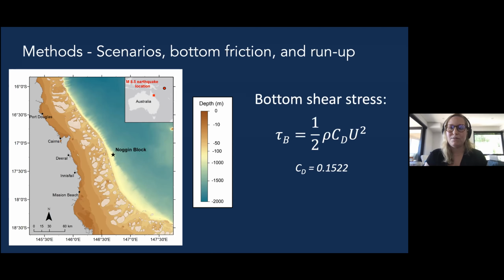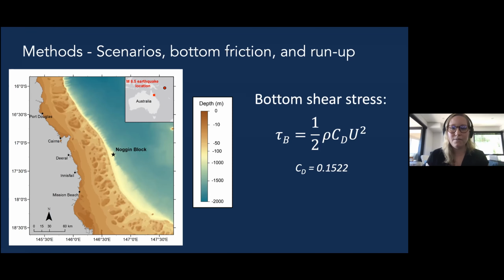And so this is the bottom shear stress formulation used in the model. It's a very common one in these kinds of models. And if you want to increase the roughness of the seafloor, then you play around with this parameter CD here. And we chose this value because it was empirically determined from a reef platform that lies just out of view of this map here. So we really wanted to pick a value that was actually representative of the roughness of the Great Barrier Reef in our study area specifically. For our next scenario, we then removed coral cover from the platforms, and we made them smooth. And for our final scenario, we've removed the platforms entirely.